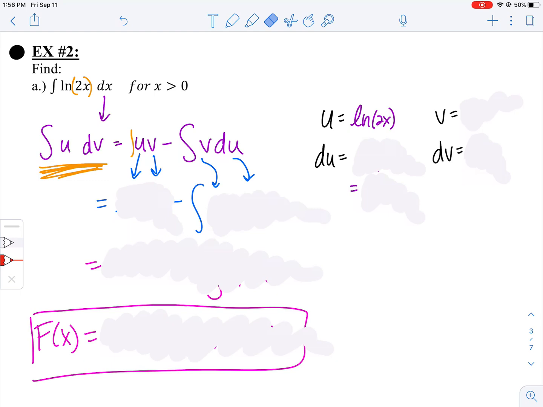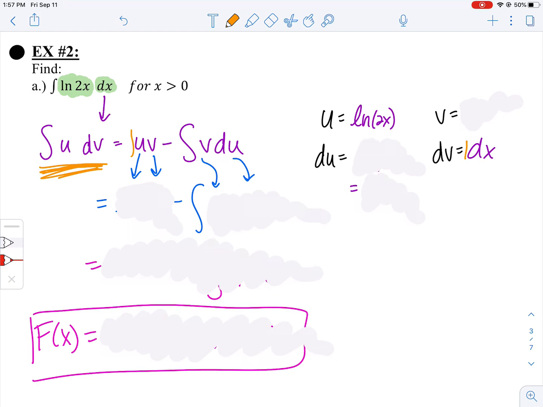So if we call u natural log of 2x, well then what would be dv? Well, if the natural log of 2x is my u, then the rest of it, remember, would be my dv. So that means that dv in this problem is just going to be dx. Or could I really say 1 dx? So now that I have u, I can find the derivative. Now that I have dv, I can find the antiderivative and figure out all four pieces.